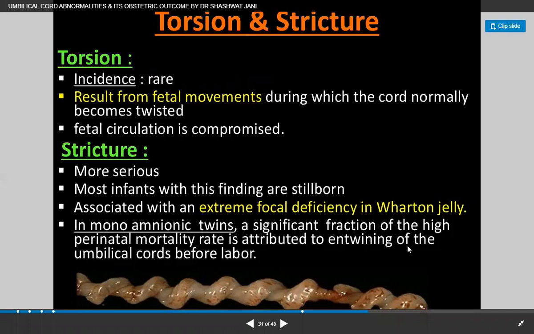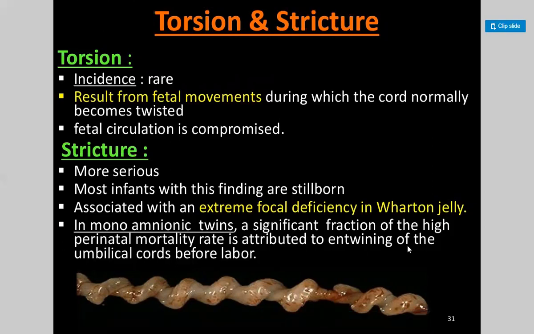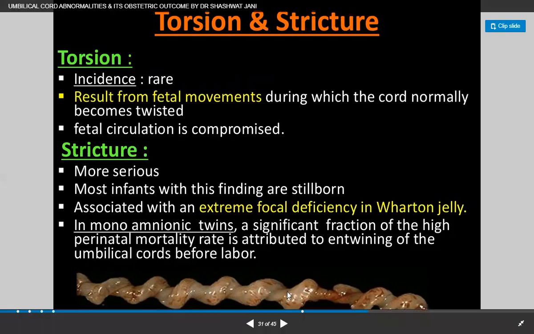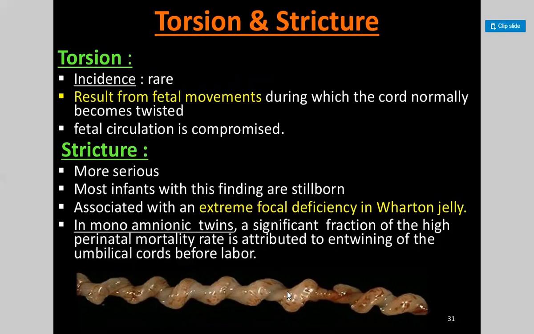That is why it is really important, because inside it there are vessels, and if there is too much twisting, it can lead to compression of these, and the circulation gets compromised. That is why we give importance to this. And the stricture is a very serious situation, as most infants with these findings are stillborn.